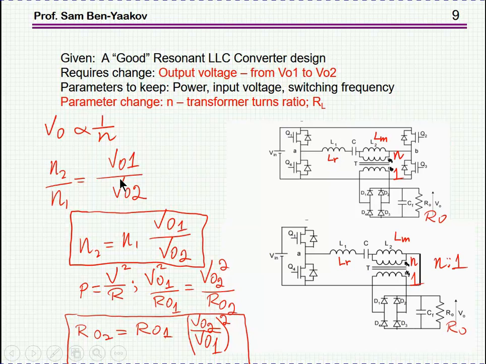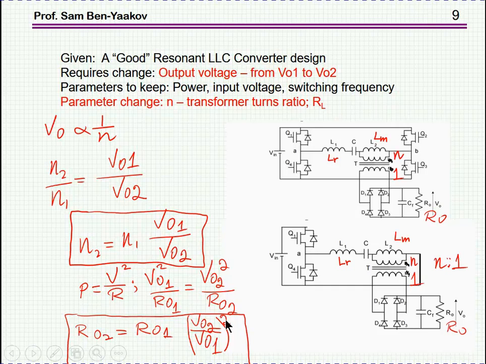Since the voltages are related by the turns ratio, where N is the transformer turns ratio, N1 is the original and N2 is the new one that you need. The new one that you need will be the original N1 times VO1 over VO2. VO1 is the original one, VO2 is what you'd like to have. Now, since power is V squared over R, the new nominal load will be the old one times the voltage ratio, the one that you want over the original one, squared.